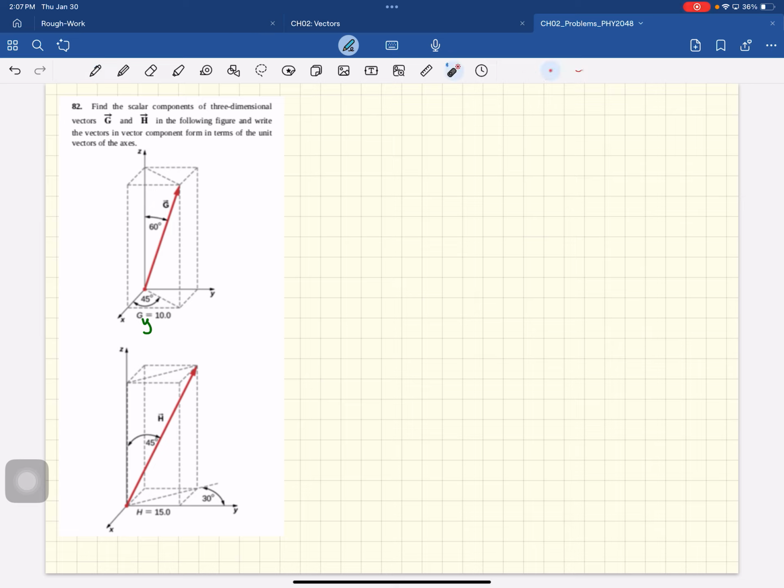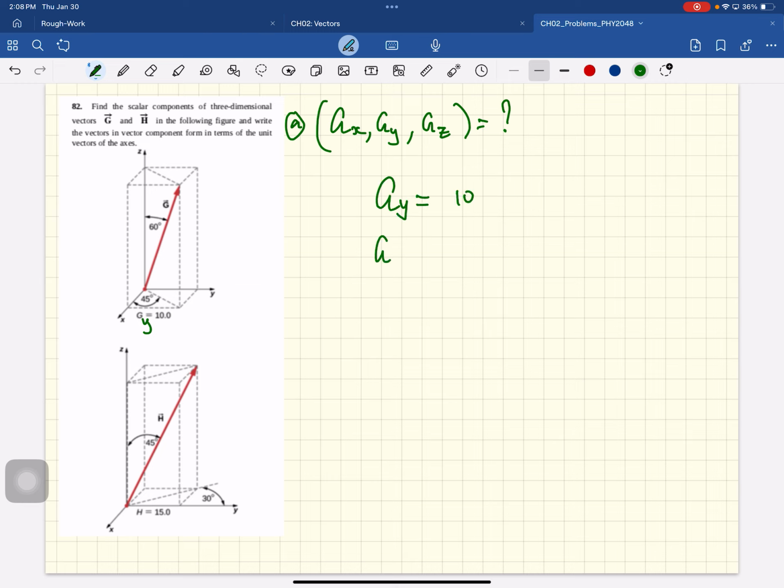So find the scalar components of the three-dimensional vector. What they're asking us to do is find gx, gy, and gz. We already have gy, which is 10. This angle is 45 degrees. So this is a right angle triangle, so this side is equal to that side. You guys understand? So gy is 10, gx is 10.